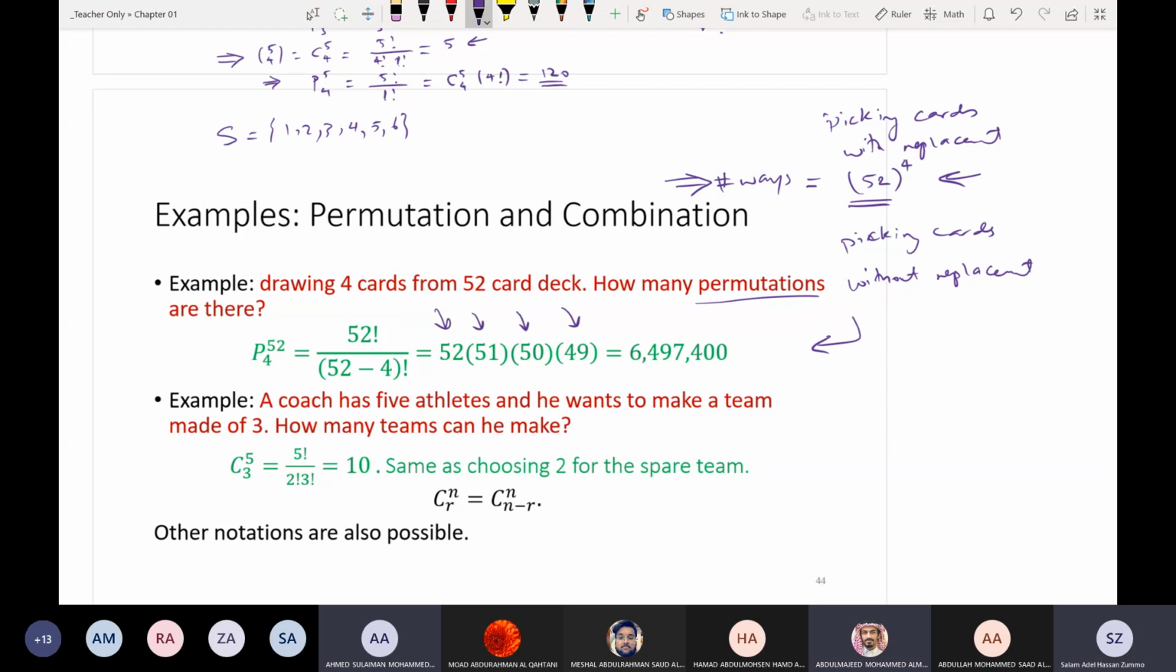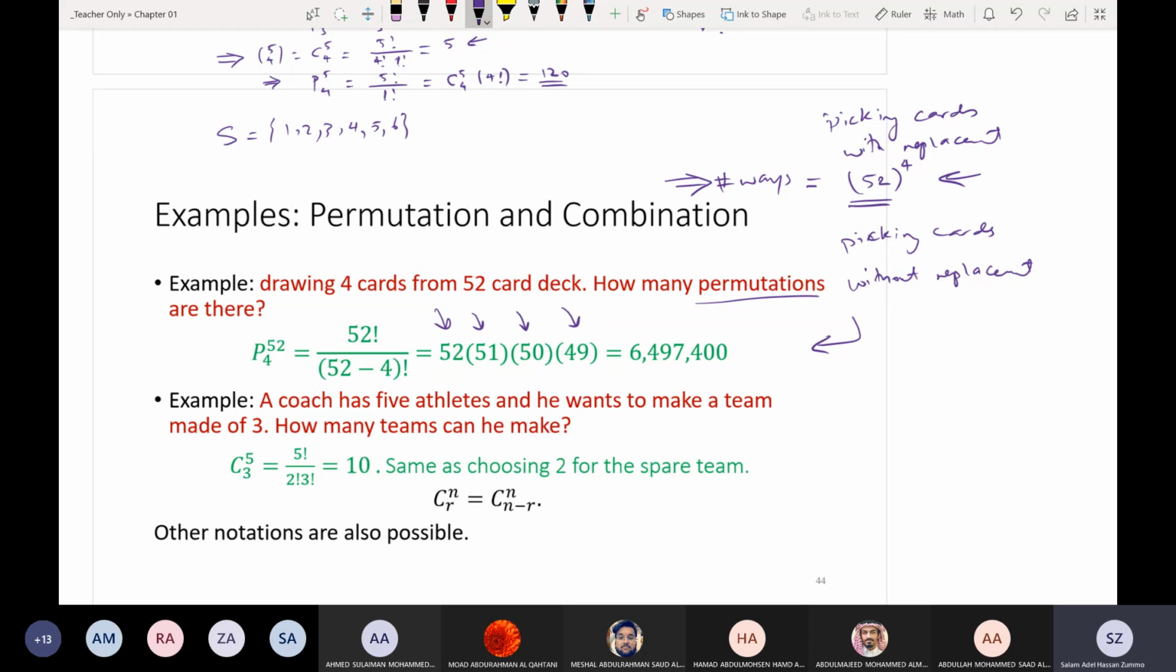Yes. So if I pick 4 cards with replacement, each time I return the card to its place, what is the probability? It's 1 over 52 to the power 4. Right? Yes. Okay.